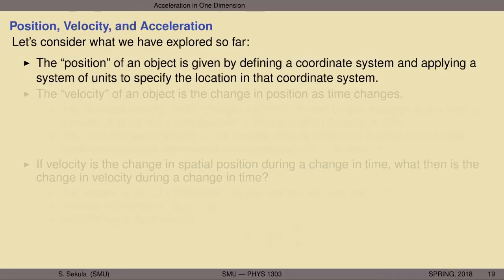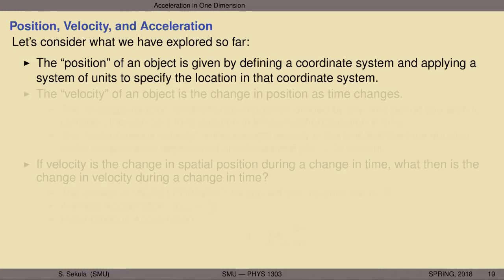The position of an object is given by defining a coordinate system and then applying a system of units to specify the location in that coordinate system. So, for instance, in the previous lecture, we were thinking about a train moving along a track. It could go either forward or backward. That is almost a textbook definition of one-dimensional motion, as long as we define the dimension as being forward along the track or backward along the track, and we can denote that the x-axis of our coordinate system.